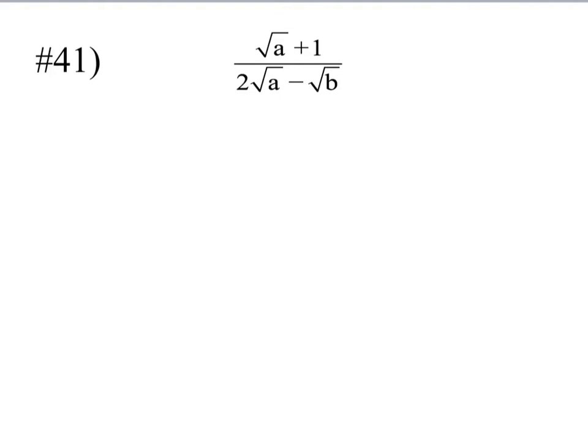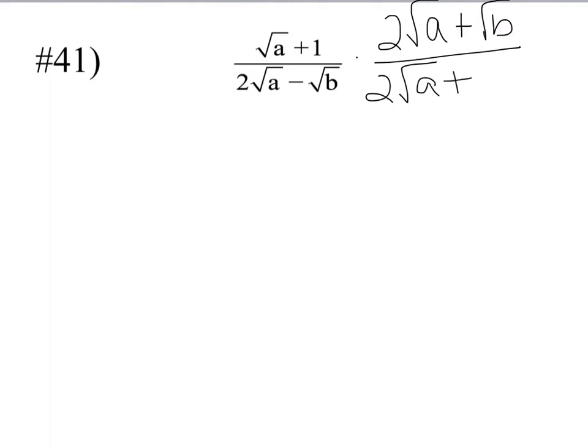Okay, nothing has changed here. We're still dealing with a conjugate. The only difference is now we've got a coefficient out in front, but that's okay. So when we multiply by the conjugate here, we're going to say 2 square roots of a plus the square root of b all over 2 square roots of a plus the square root of b. Because remember, conjugate, you want the same as the denominator, just change the middle sign. And then I'm writing my parentheses because I'm going to need to double distribute the numerator.